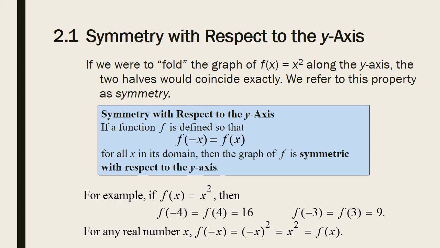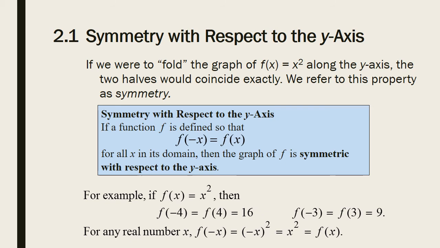Now a word about symmetry. If we were to fold the graph of f of x equals x squared along the y-axis, the two halves would coincide exactly. This property is called symmetry. Now the mathematical definition of symmetry with respect to the y-axis, which is because you're folding it along the y-axis, is that if a function f is defined so that f of negative x equals f of x for all x in the domain, then the graph is symmetric with respect to the y-axis.